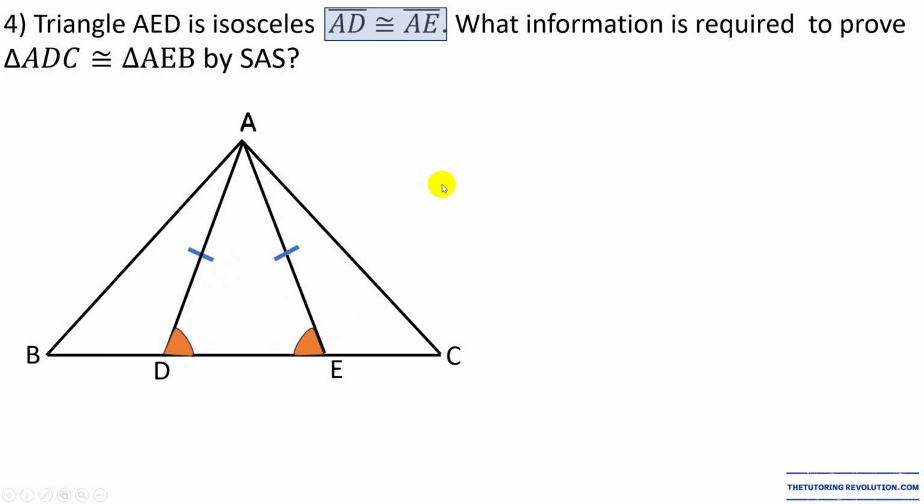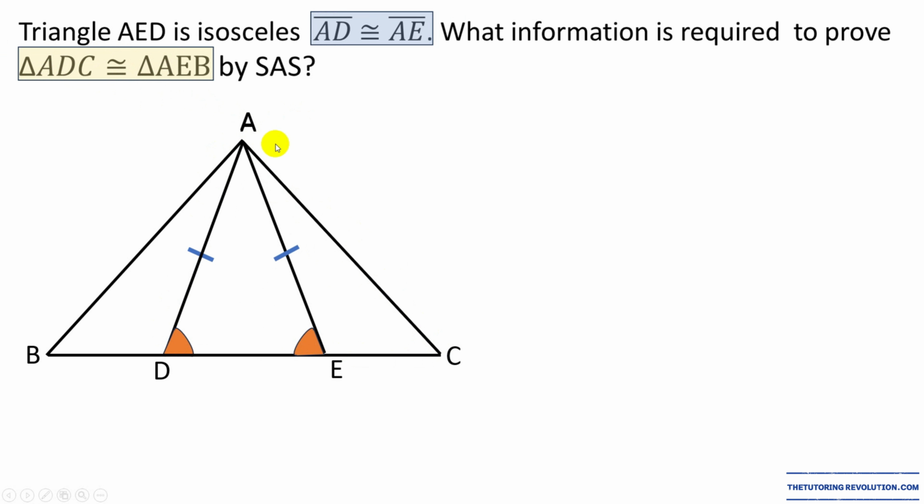In addition, we need to prove that ADC, this triangle here, is congruent to the triangle AEB, by side, angle, side. So that's what we need to figure out here. What missing piece of information is required to prove this congruency by side, angle, side?